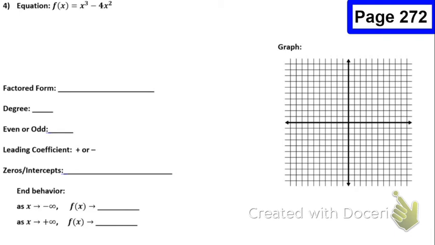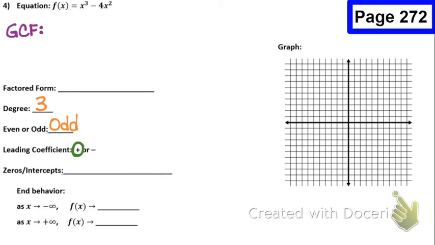Let's do the degree and even or odd part first. What's our degree? 3. Is that even or odd? Odd. Tell me about the leading coefficient. Positive. Now I need to put it into factored form to get my x-intercepts. What do we always look for first? GCF.